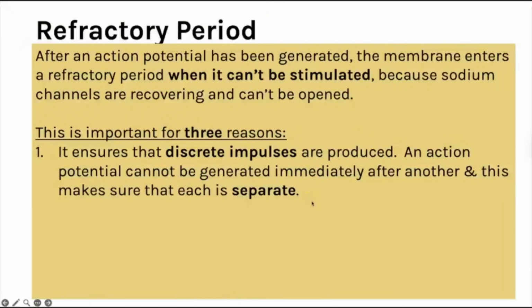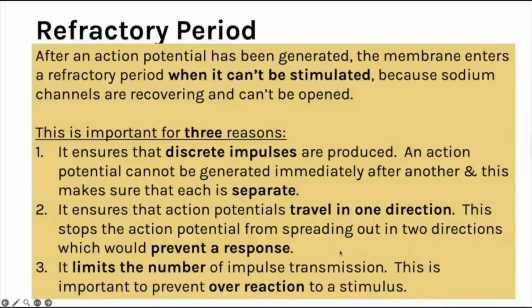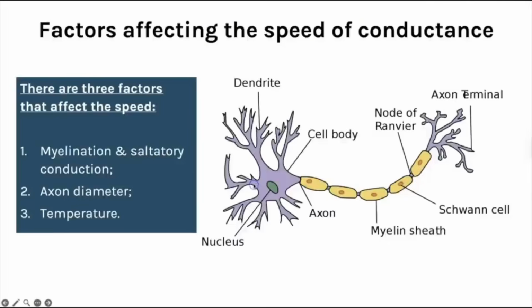An action potential cannot be generated immediately afterwards, so it has to be separate, and that makes it easier to process the stimulus. It also ensures that the action potential only travels forwards because it can't go backwards, because those sodium ion channels are recovering. So it moves forwards, constantly moving its way around the reflex arc or the nervous pathway. And also it limits the number of impulses, and this is important to prevent overreaction to a stimulus.